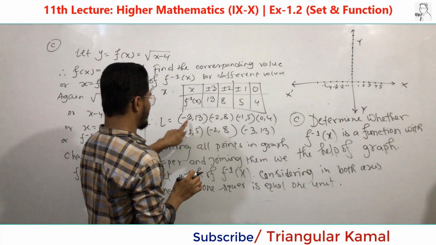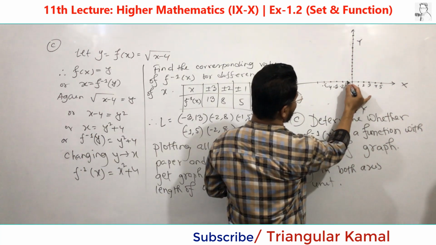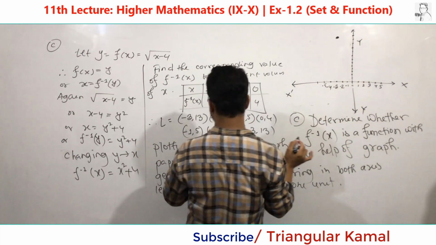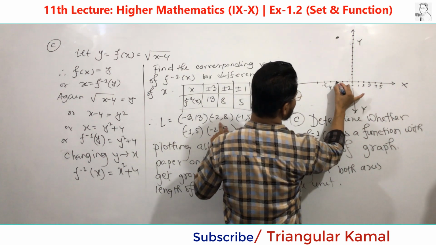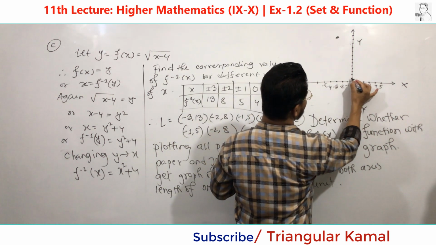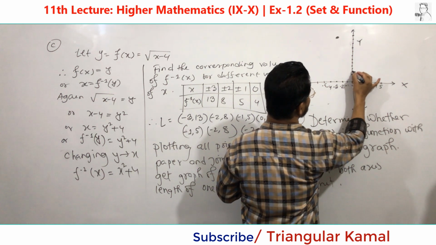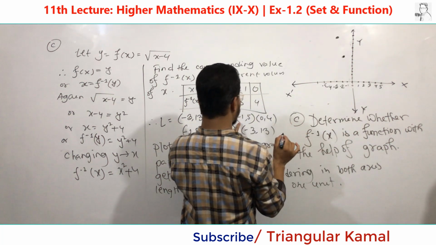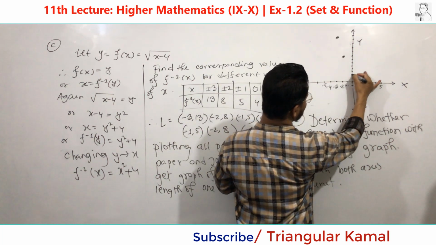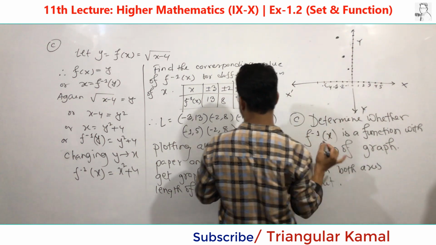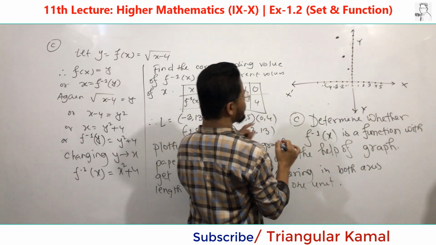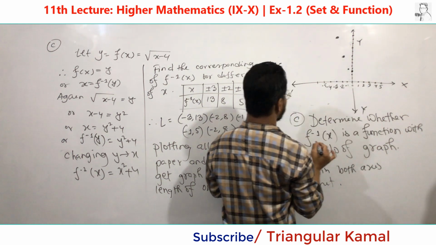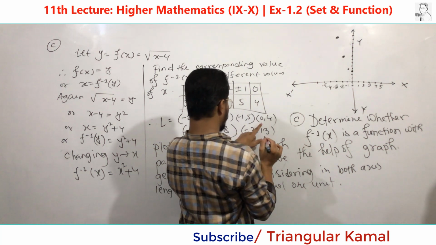Now apply all points. Minus 3, 13: 1, 2, 3, minus 3 and 13. This one. Minus 2, 8: 1, 2, minus 2, then 1, 2, 3, 4, 5, 6, 7, 8. Minus 2, 8 here. Another one. Minus 1, 5: minus 1, then 1, 2, 3, 4, 5. Another one, 0, 4. When x is 0, y will be 4. This one.